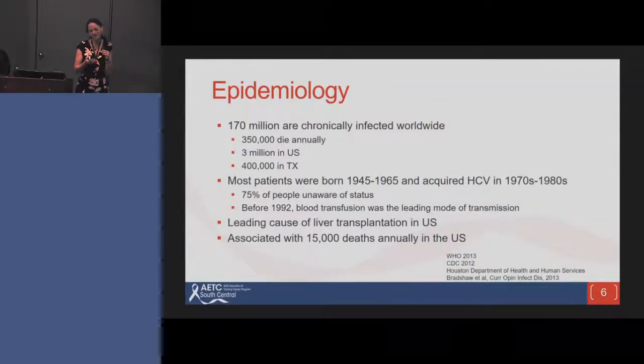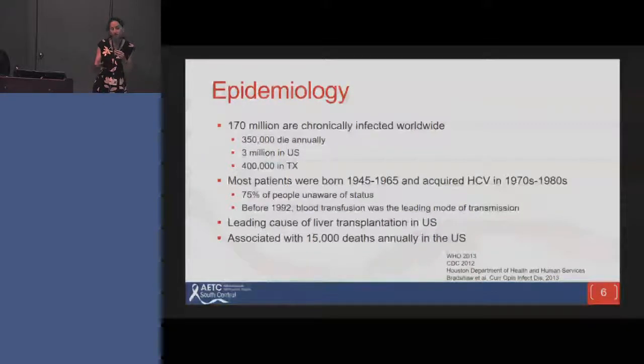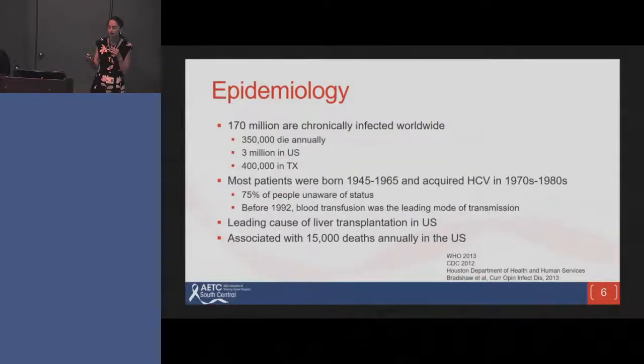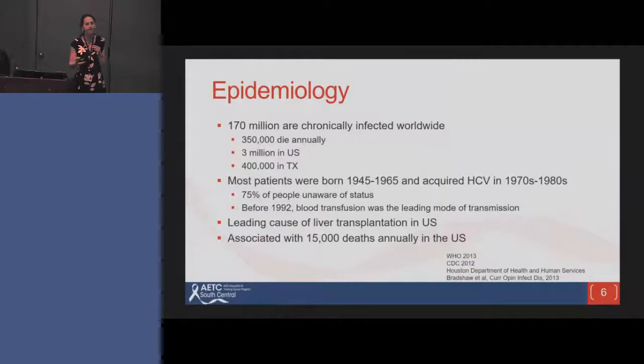Before 1992, it's thought that blood transfusion was a main cause of transmission, but you can also imagine people who were coming of age in the 70s. I wasn't coming of age in the 70s, but I understand that drug use was not uncommon, at least a little experimentation, and sexual activity was perhaps more active, before the HIV epidemic and the emphasis on condoms. That might have been another route of spread. It's currently the leading cause of liver transplantation in the US, and there are about 15,000 deaths a year in the US from hepatitis C.